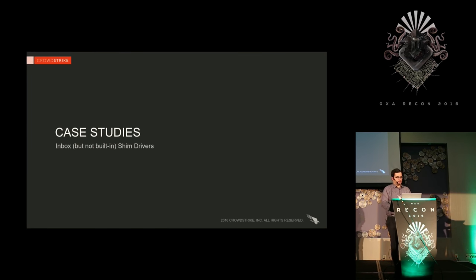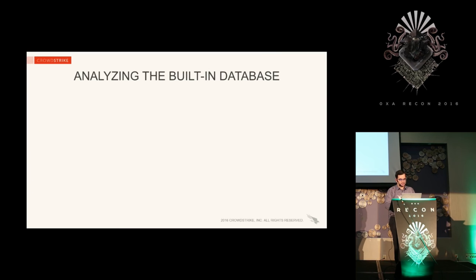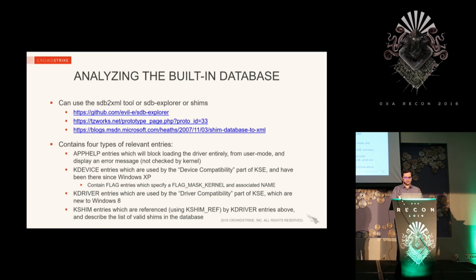So let's look at a few examples, or at least one example of a built-in, actually not a built-in, but an inbox shim. So basically not a third-party driver, but an inbox driver that's not the kernel that registers its own shim. Because basically by looking at this, that's how I kind of understood how shims work. So in the built-in database, there's a number of interesting things in there. And you can dump the database with SDB Explorer, great tool. TZWorks has something they call shims, which also lets you dump the shim database.